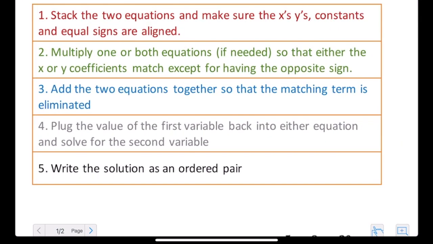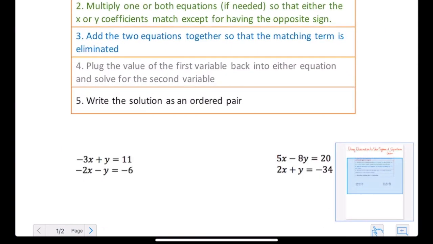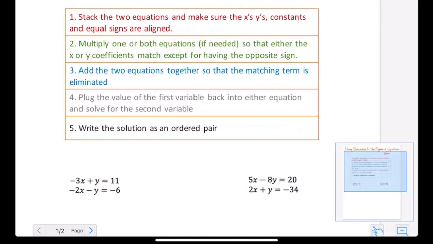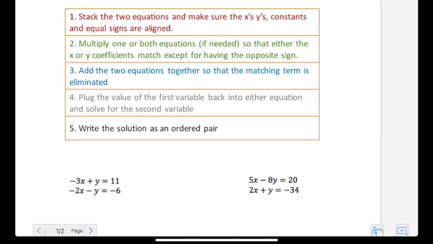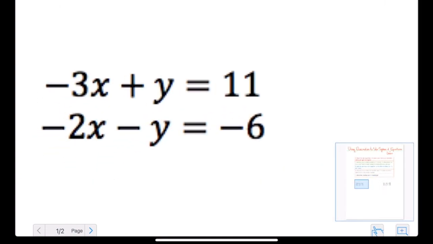So rather than just reading through steps 1 through 5 here, let's go ahead and do the process on some examples, and I'll refer back to the steps. So for example 1 below, let's look at step number 1. It says you need to stack the two equations, and they are stacked. One is right above the other. And make sure the x's, y's, constants, and equal signs are aligned.